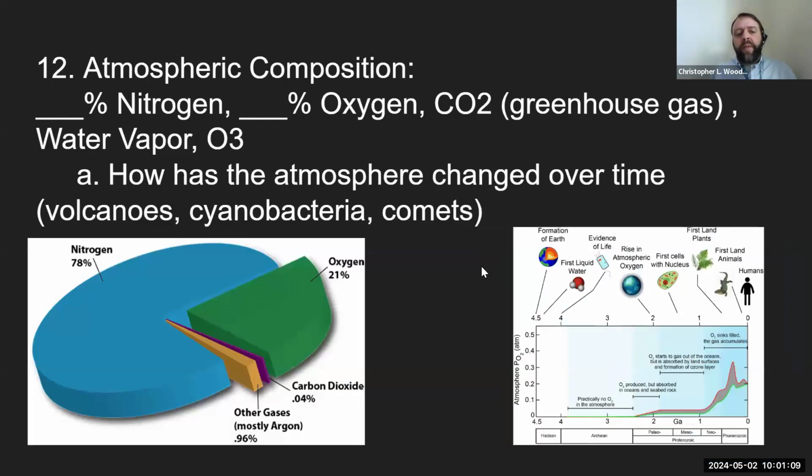All right, know your atmospheric characteristics, 78% nitrogen, 21% oxygen. Carbon dioxide is a very, very small amount, 0.04%, but it has a huge effect.